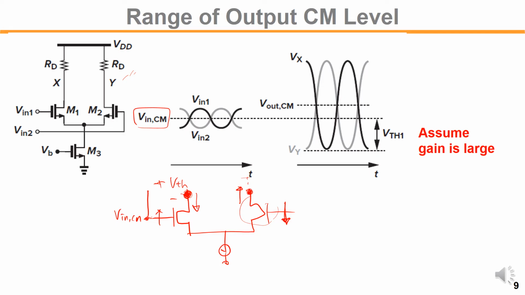So what about the output common mode level? Starting from the output common mode level, the output can go below that. The lowest peak will go below the input common mode level minus VTH. That's going to be the lowest peak that you can expect from the differential amplifier, right?